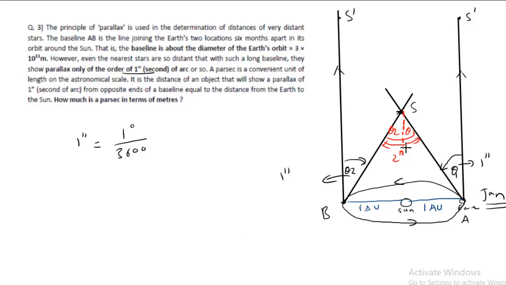Now we have to find the distance SB or SA from the Earth. So here we can use the angle in radian concept. So angle theta 1 plus theta 2 is equal to 2 arc second.